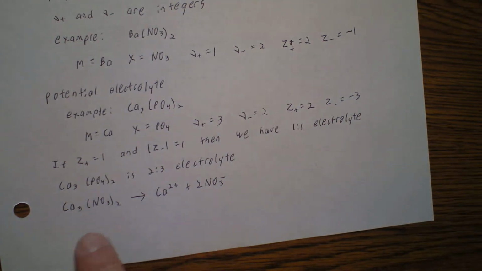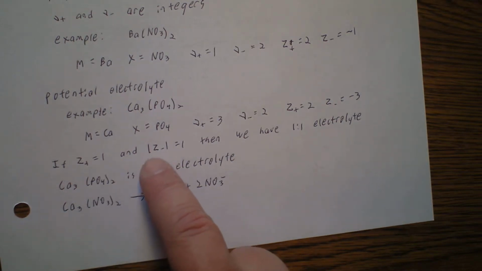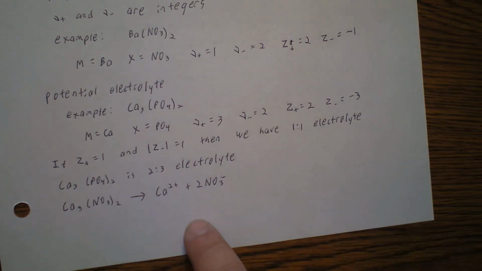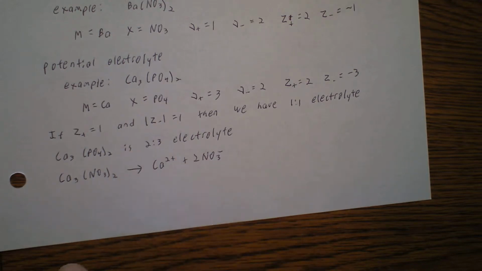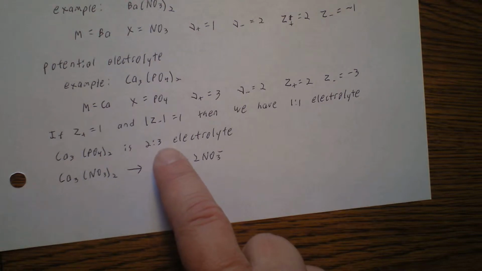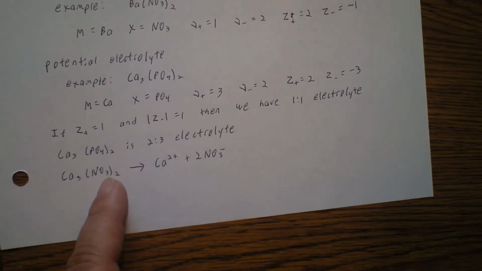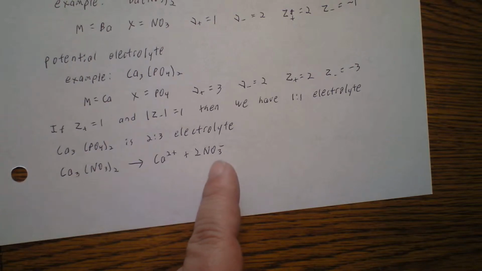Now, if we have a Z plus equal to 1 and the absolute value of Z minus equal to 1, then we have what we call a 1-to-1 electrolyte. Now the calcium phosphate is a 2-to-3 electrolyte because the Z plus is 2 and the absolute value of Z minus is 3. So calcium nitrate is going to go to the calcium 2 plus ion and then 2 of the nitrate ions.